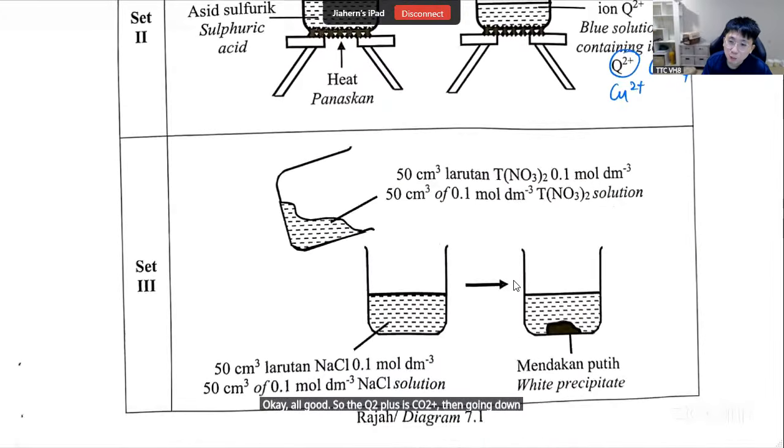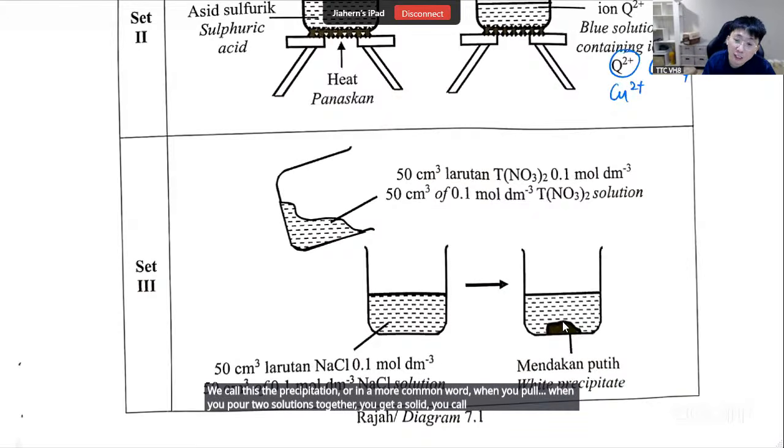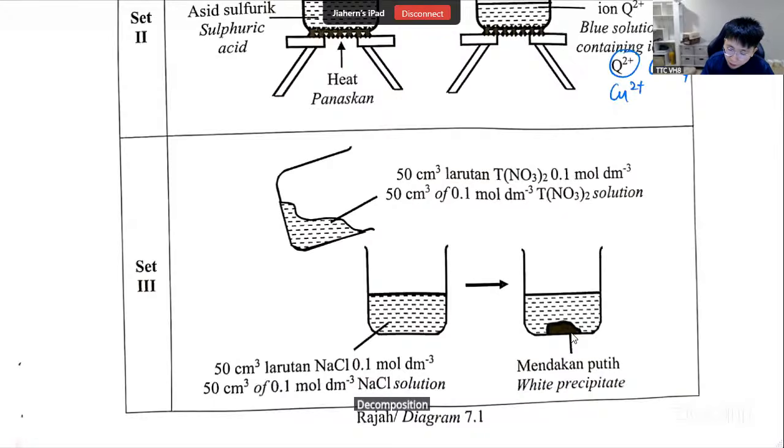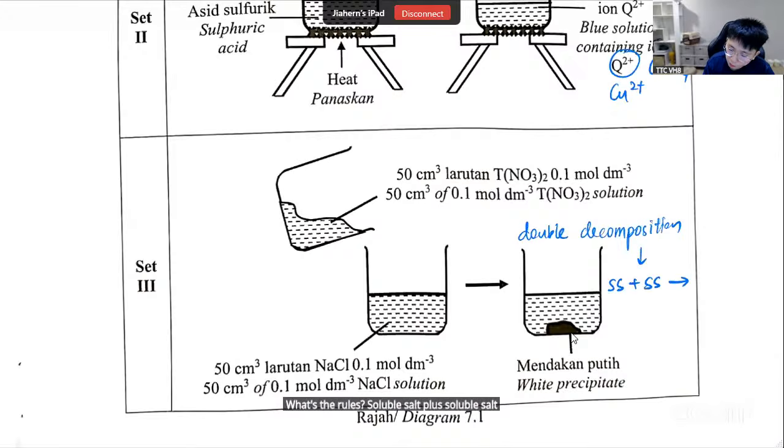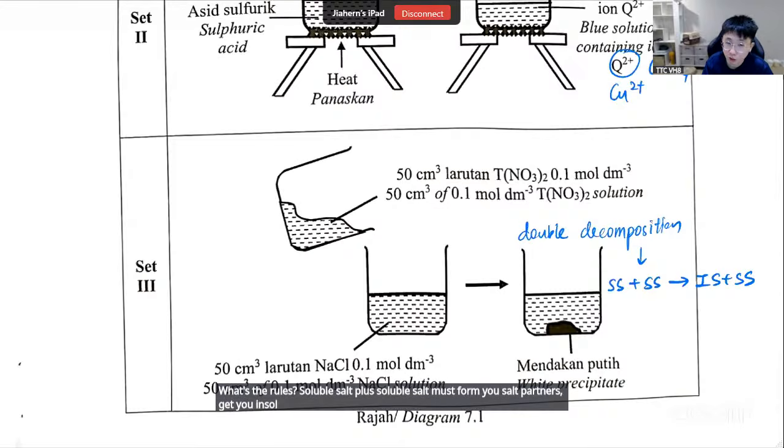Then going down, the last one is solution T(NO3)2 poured into solution NaCl, and you get a white precipitate. Guys, solution plus solution, you get a precipitate. What process is this? We call this precipitation, or in a more common word, when you pour two solutions together, you get a solid. We call it double decomposition. The rule for double decomposition is: soluble salt plus soluble salt must form an insoluble salt with another soluble salt.